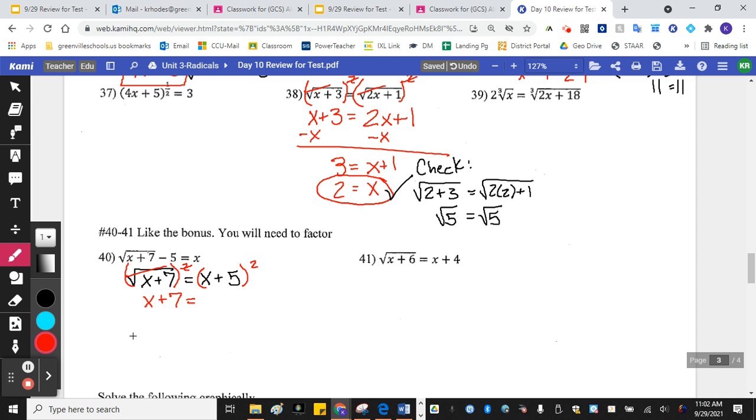Why did you square? Parentheses x plus 5 times parentheses x plus 5. To square a binomial, to square two terms, you write that parentheses twice and distribute. Same thing with radicals, same thing with complex numbers. You write your parentheses twice and then distribute. x times x. x times 5. 5 times x. And 5 times 5.